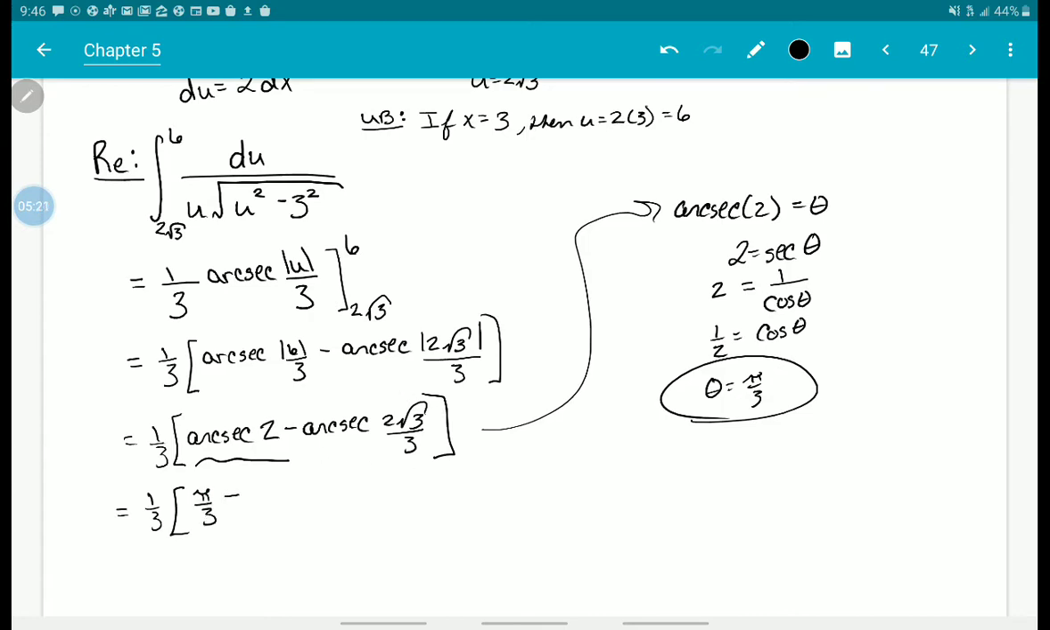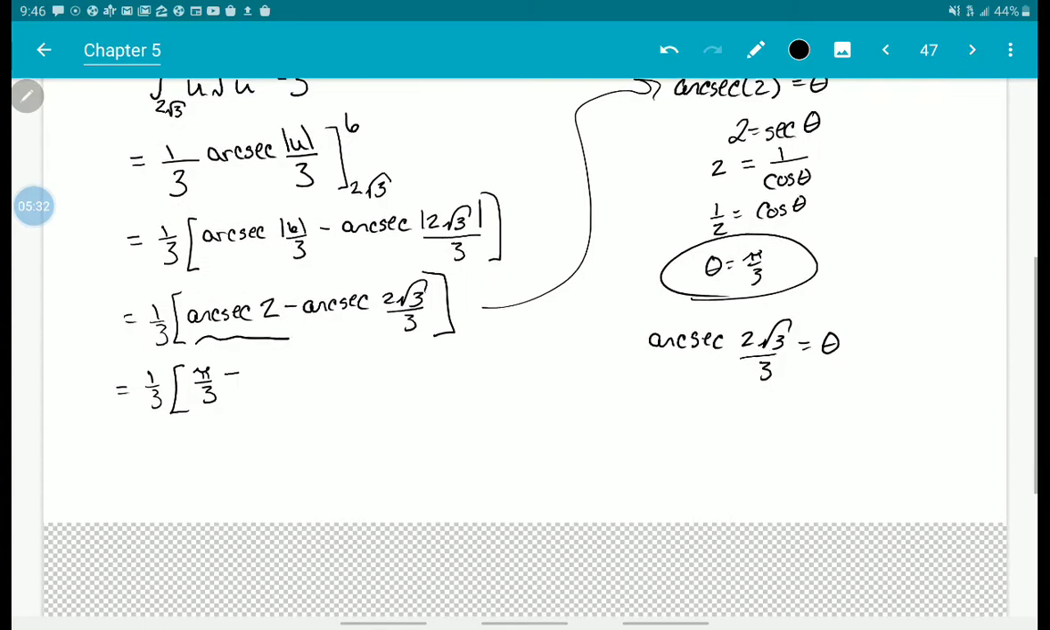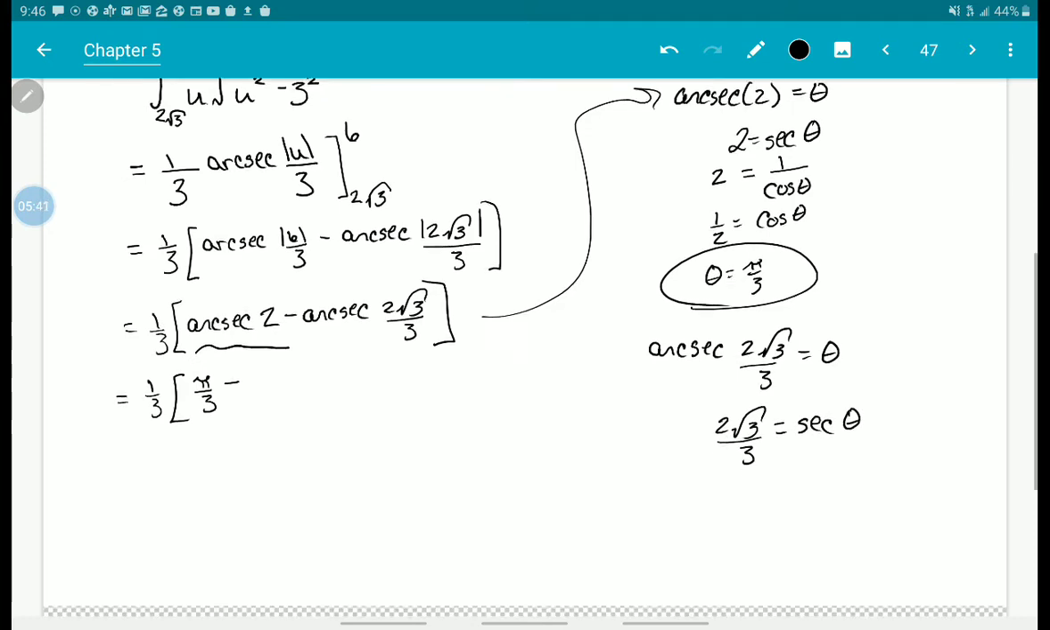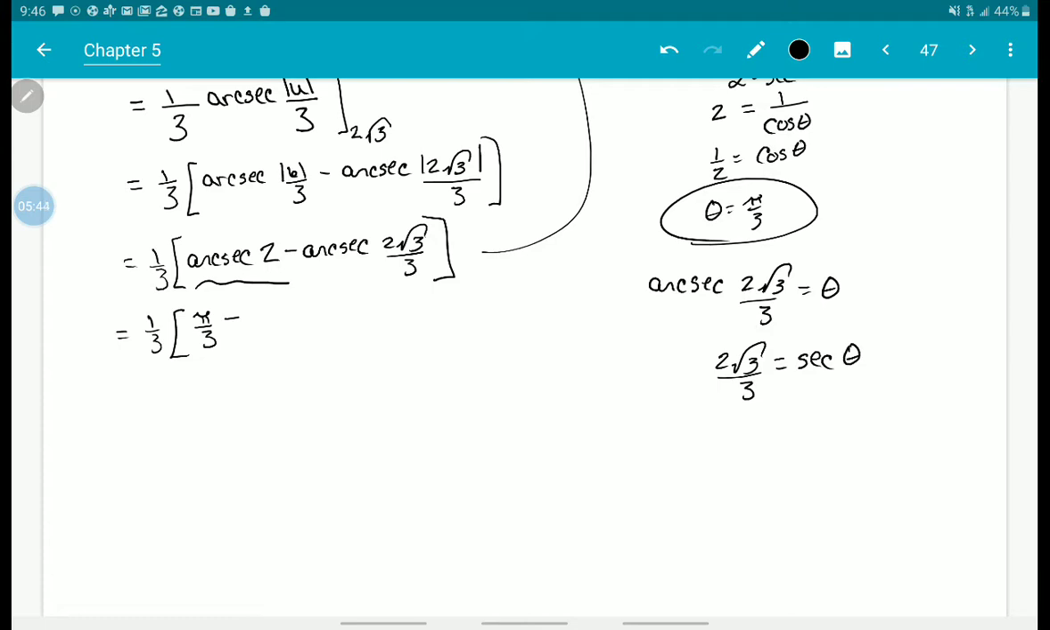Now we've got to figure out this piece. So let's do that off to the side. We're looking for the arcsecant of 2 square root of 3 over 3. We want to know what's the angle that produces that. So 2 square root of 3 over 3 is equal to secant of theta. If we want to think about everything in terms of sines and cosines, we can. Sometimes that makes it a little easier. Sometimes it doesn't. So that's equivalent to saying cosine of theta is equal to 3 over 2 square root of 3. But we need to rationalize.